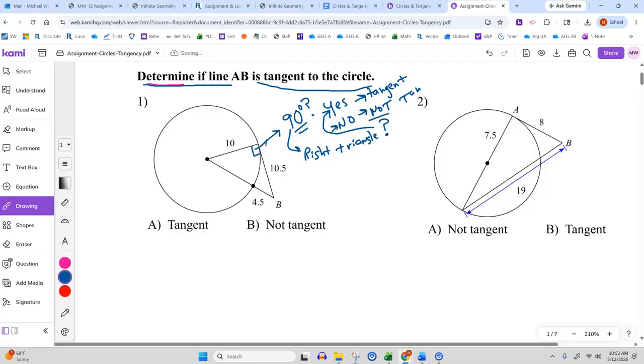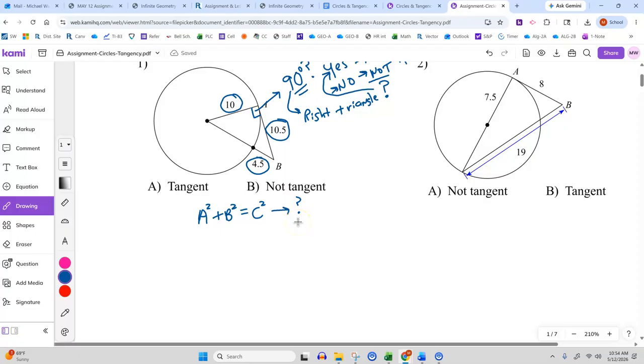So how do we do it? Well, we have 3 sides, 10, 10.5, and 4.5. Or we have 3 measures. And so we're going to use a squared plus b squared equal to c squared. So that's what we're going to use. That's the question mark. Okay, so what do we have? Well, we have 10. The hypotenuse is going to be this one, right? That's your hypotenuse right there, okay? So we have one side, which is 10 squared plus, and then 10.5.